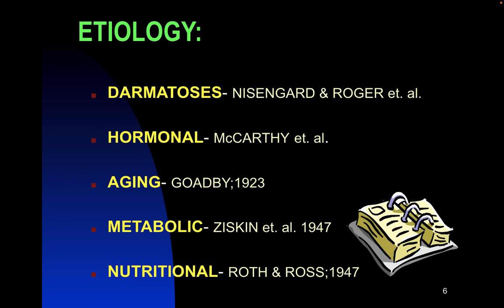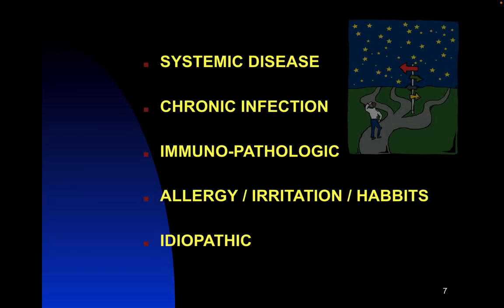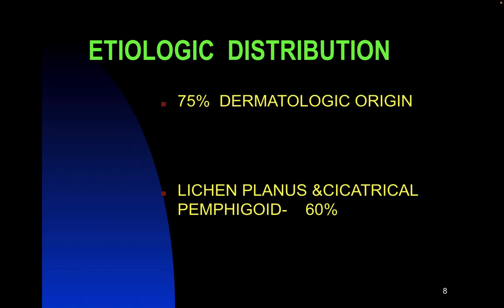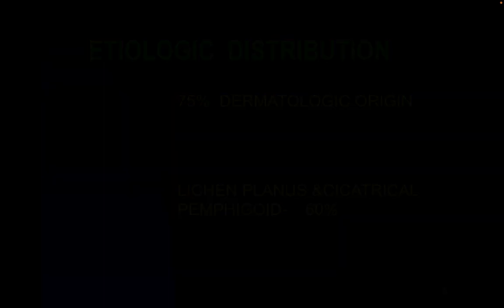Etiology given by different persons. Dermatosis was given by Nizengard. Hormonal was given by McCarthy. Aging by Godabi. Metabolic was Ziskin. And nutritional by Roth. Systemic diseases, chronic infections, immunopathologic, allergic, and idiopathic. Etiologic distribution includes 75% of the dermatologic origin, and lichen planus and cicatricial pemphigoid includes 60%.